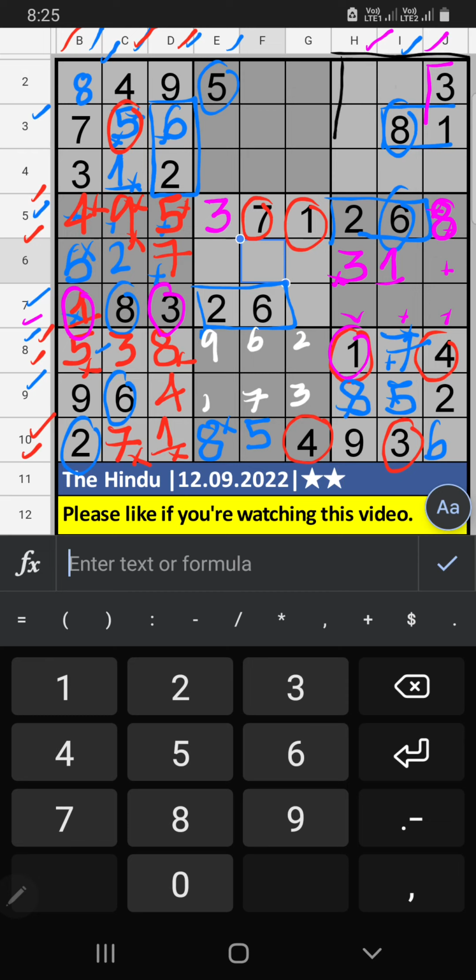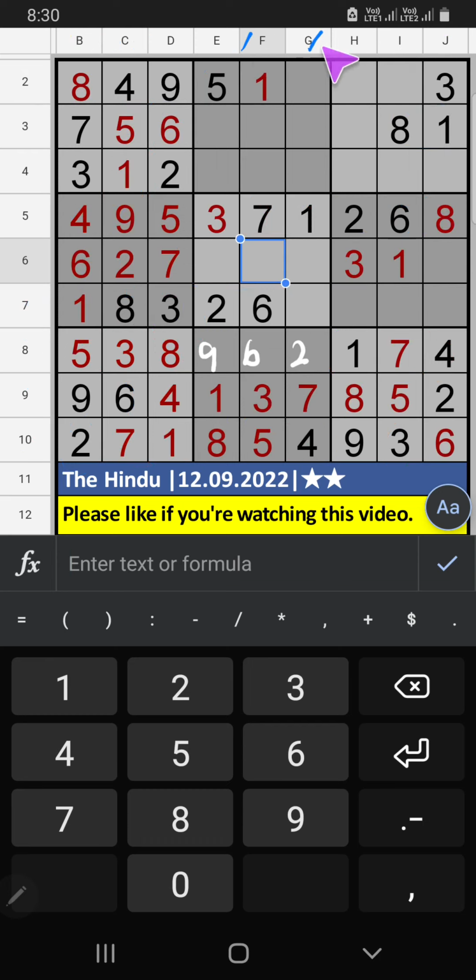Third grid, under column G, we have 1. So 1 can't come in these cells. Then 1 is confirmed here. Column F, column G, we have 1. So 1 can't come in these cells. Then 1 is confirmed here. Then only 2 numbers are remaining, 3 and 7. Column F, we have 7. So 7 can't come in the cell. 7 is confirmed here. Then 3 is here.